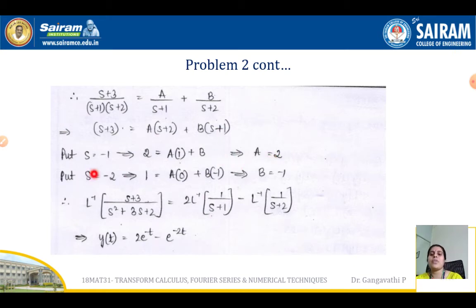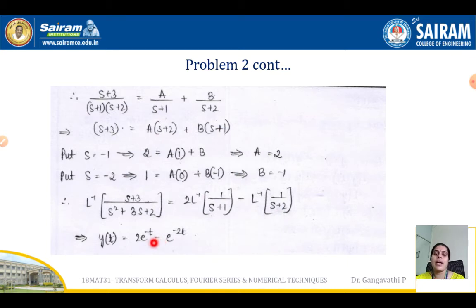And when we substitute s is equal to minus 2 in the above equation, we get b is equal to minus 1. So substitute the values of a and b in this equation and then the previous equation. So we get L inverse of this is equal to 2 L inverse of this minus L inverse of 1 by s plus 2.